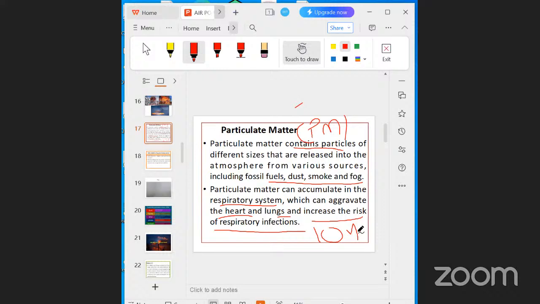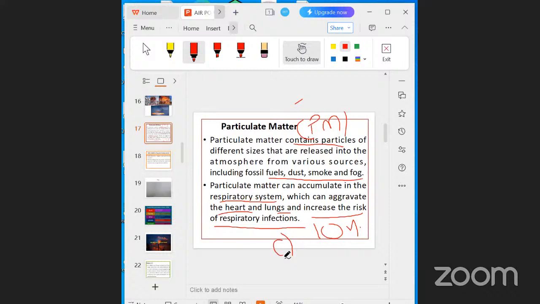So these particles can reach the deepest part of our lungs, right? And enter the bloodstream, right? So the particulate pollutant can do vast damage to our human respiratory system, right? So in this, PM 2.5 and PM 10, right? So 2.5 microns or 10 microns, right?